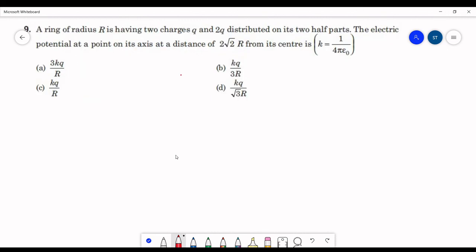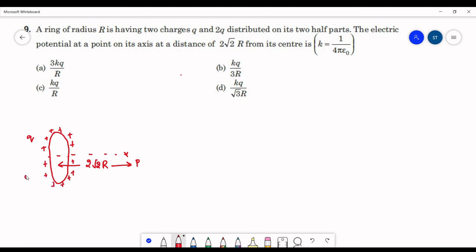So the question given is, a ring of radius R is having two charges Q and 2Q distributed on its two half parts. The electrical potential at a point on its axis at a distance root 3 R from its center is. So now let us consider a ring and a point on its axis. Let us consider this as point P. This is at a distance of root 3 R from its center. The upper part is distributed with a charge Q and the lower part is distributed with a charge 2Q.